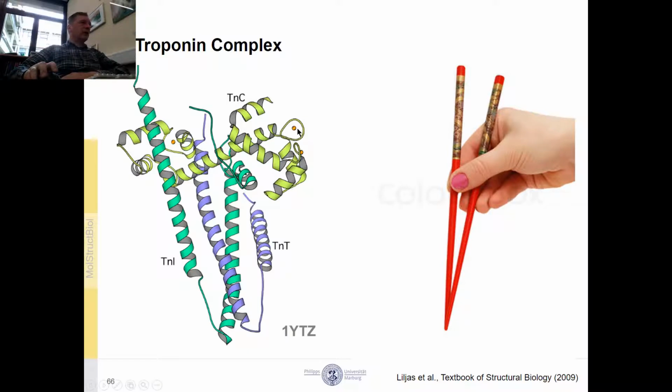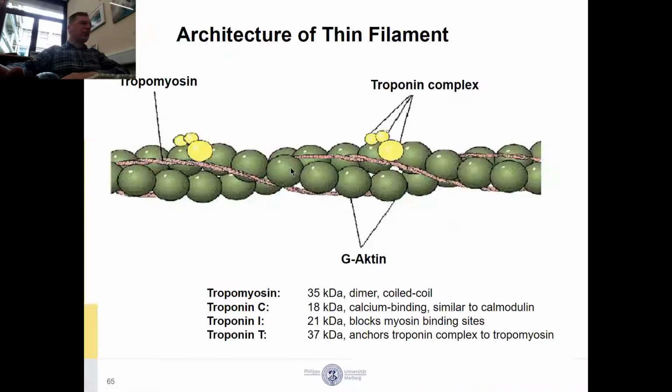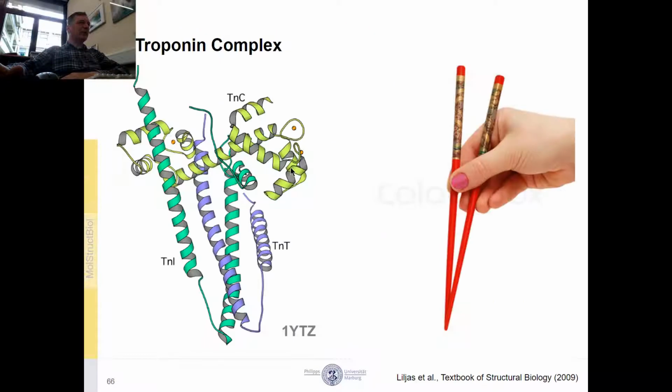Here is the calcium binding site 1, 2, 3, and I think this is the fourth calcium binding site. You know, that is a complex. It's somehow reminding of a hand holding chopsticks. One is troponin T and the other one is troponin I. Yes, you know, the chopsticks that are making the interaction with the tropomyosin component that we have seen before.